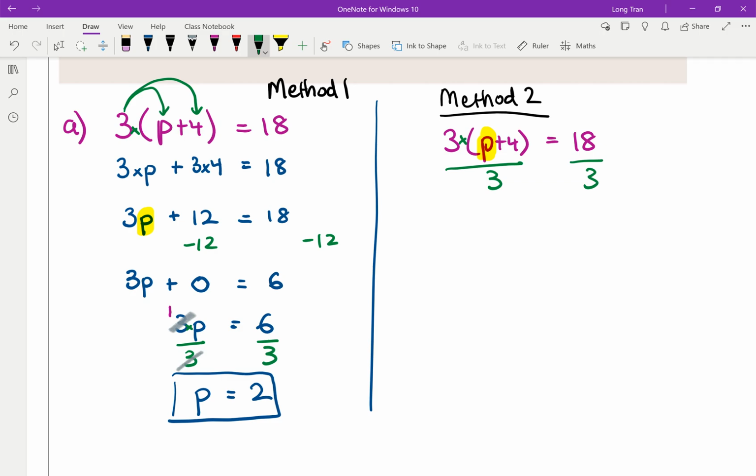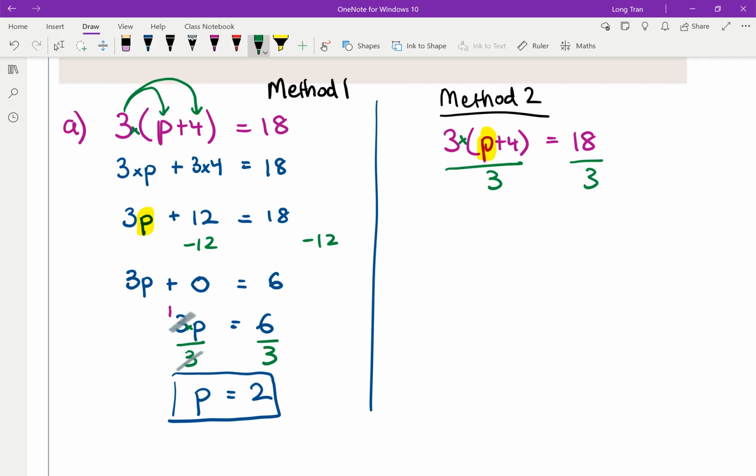Now this is why, remember how I said my seniors tend to make a mistake? I said that they just cross things off all the time. Remember, you can't cross things off when you have a plus symbol. I don't have a plus symbol here. It's 3 times this entire bracket. When it's times, it's okay to cross. When it's plus or minus, you can't. So if it was p plus 4 and 3, you can't cross them. But you can cross when it's 3 times something.